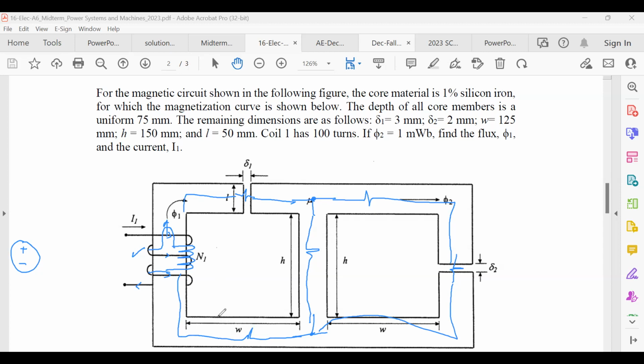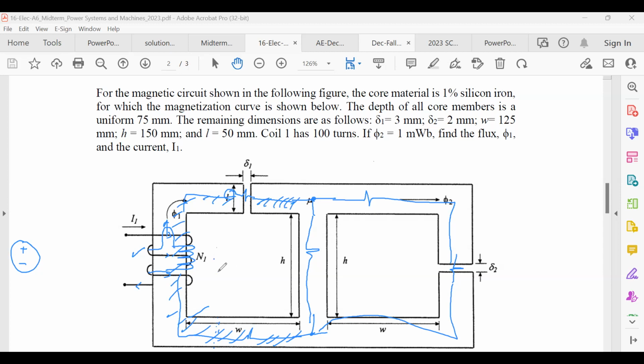As long as they have the same L as we have it here, same thickness, same material, you can use one reluctance for the entire part. Look at this one. This is the reluctance for the entire iron here. All of this.